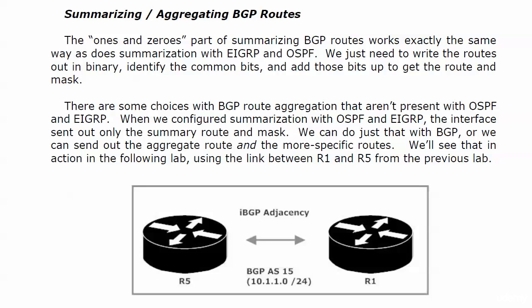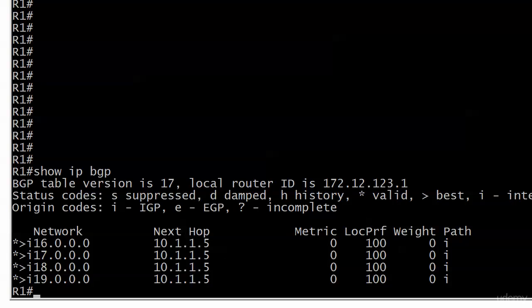It's just that simple. Now, this being BGP, there have to be a few minor differences as far as applying the route summarization, and we're going to see those in action live in this lab. I've set up a quick little IBGP adjacency between routers 1 and 5 in AS 15, still over the 10.1.1.0/24 network, and let's take a look at the routes being advertised right now.